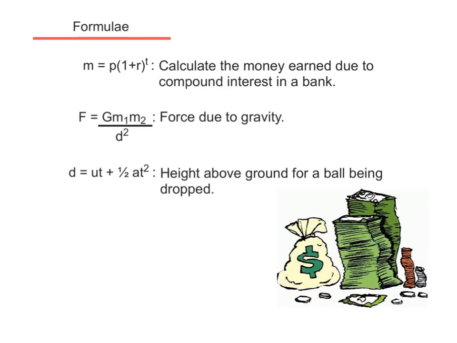Another place where indices are common are in formulae. The first example is a formula that will calculate the money earned due to the compound interest in a bank. You can see the T is an index. In the next example, the force due to gravity can be calculated by this formula. In this example here, the 2 is an index. And in the third example, how far is a ball above the ground while it's being dropped? The 2 here again is an index.